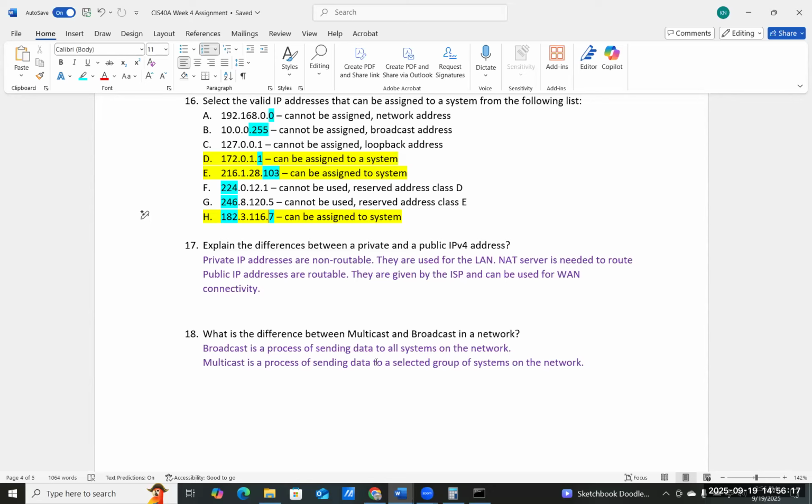And then I want to touch back on multicast and broadcast because, right, we kind of defined that throughout this session and also previous session. A broadcast is a process where you send data to all systems on the network, whereas multicast is a process that you send data to a selected group of systems on the network.